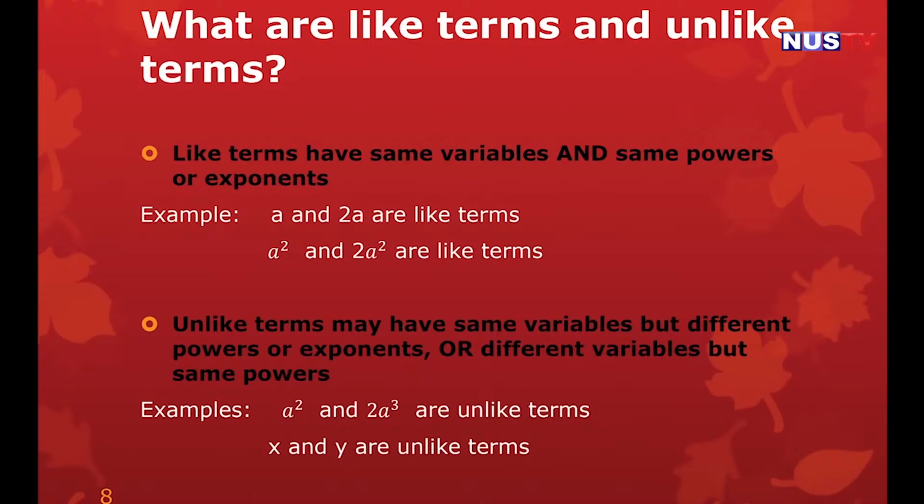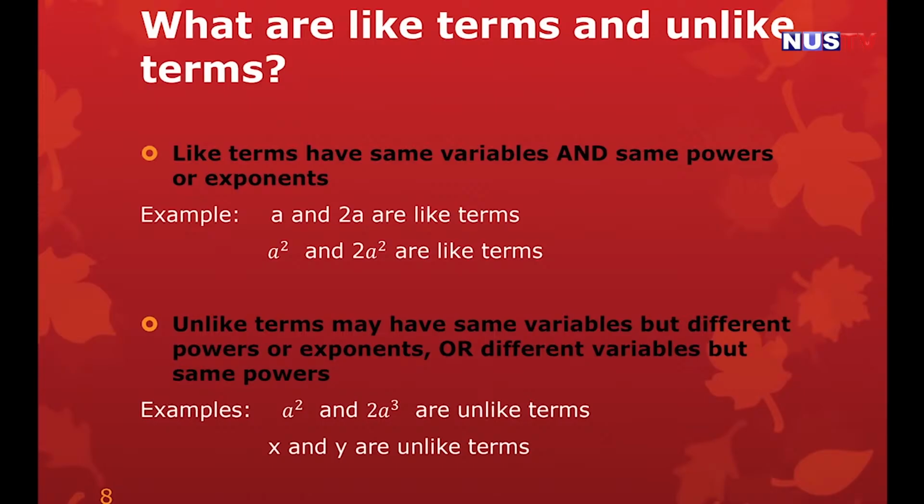Another example, a squared and 2a squared are like terms because a squared and a squared have the same power, same variable. Okay? Unlike terms may have the same variables but different powers or exponents, or they may have different variables but the same powers. For example, a squared and 2a cubed are unlike terms. Why? Because a squared and a cubed have different powers, although they have the same variable a. x and y, as in our previous example, are unlike terms because y is not x.